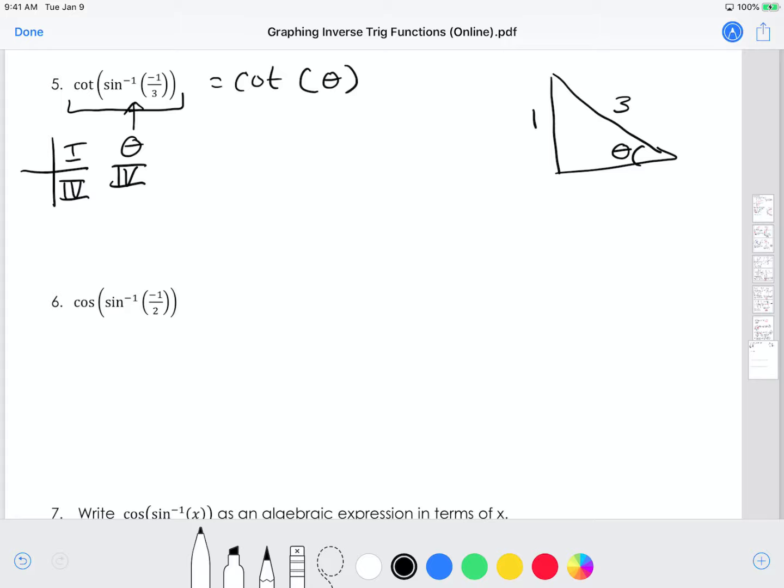Okay, so let's see. If I use Pythagorean theorem, I'm going to find that the other leg is going to be 2 square roots of 2. And cotangent is adjacent over opposite. So cotangent is going to be 2 square roots of 2 over 1. And also because it's in the 4th quadrant, we know that cotangent is negative in the 4th quadrant. So my final answer has got to be negative 2 square roots of 2.